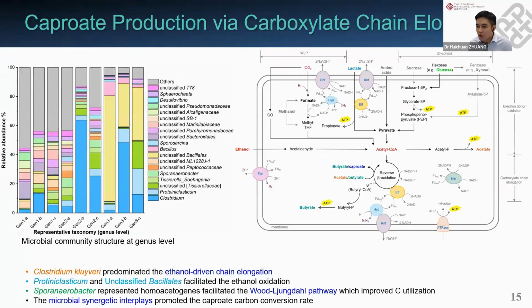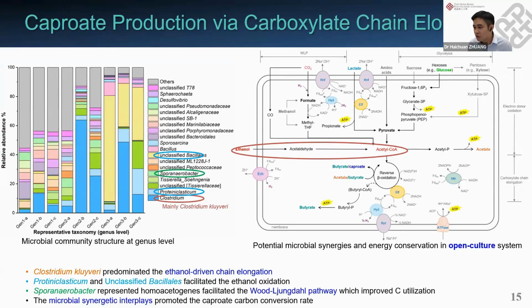We also did some bioinformatics study in this system. We found that Clostridium kluyveri is responsible for the external driver chain elongation, which converts ethanol to acetyl-CoA and performs the reverse beta oxidation pathway, then produces caproate as the final product. We also found some Proteiniclasticum and one unclassified Bacillus that facilitate ethanol oxidation, which is a competing reaction in our system.